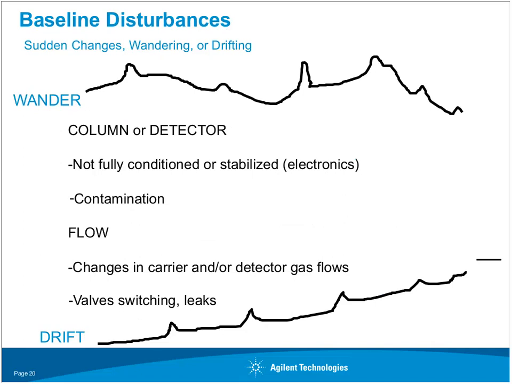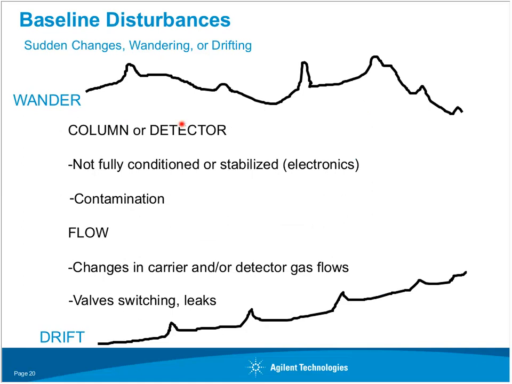In baseline disturbances, sudden changes, wandering, or drifting. So if you look at the top here, this is wander. A lot of customers will say, no, this is column bleed. This is not column bleed. This is something that's coming through the system that's causing the baseline to wander.